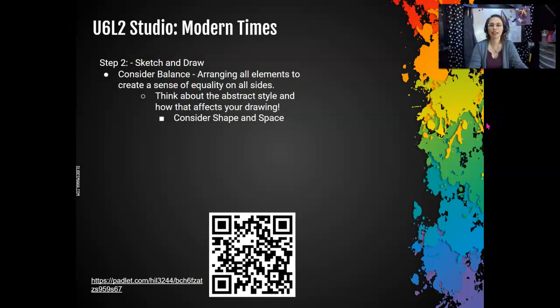While we think about sketching and drawing, I did want you to remember to create a balanced composition. So it should have a sense of equality on all sides in some way, whether that's through shape or color or placement, it should be balanced. And then I want you to think about the abstract style that you selected and how that style could change the way you draw your painting. So we're going to consider a couple of things. We're going to consider shape and we're going to consider space before we get started with the drawing portion.